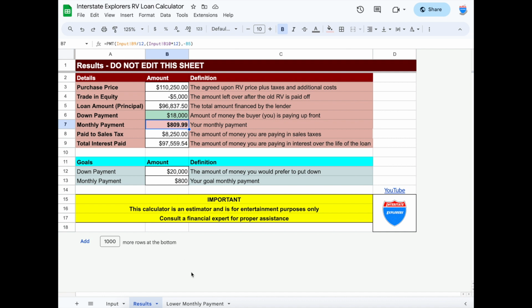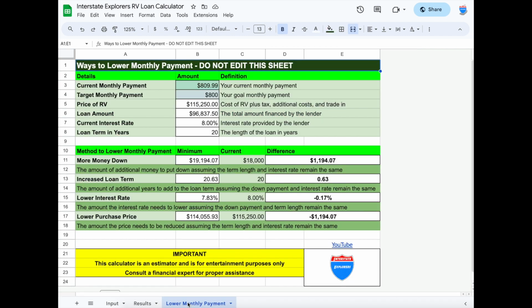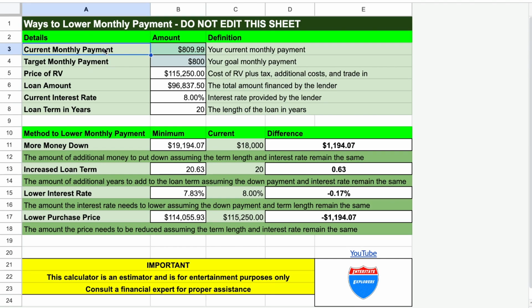So what we've done is we've made a third tab, which is ways to lower your monthly payments. So let's talk about this tab. At the top, we have our current monthly payment, which is $809.99, and we have our target of $800. And then we have some other factors here. This is the price of the RV, this is the loan amount, this is your current interest rate, and your loan term in years.